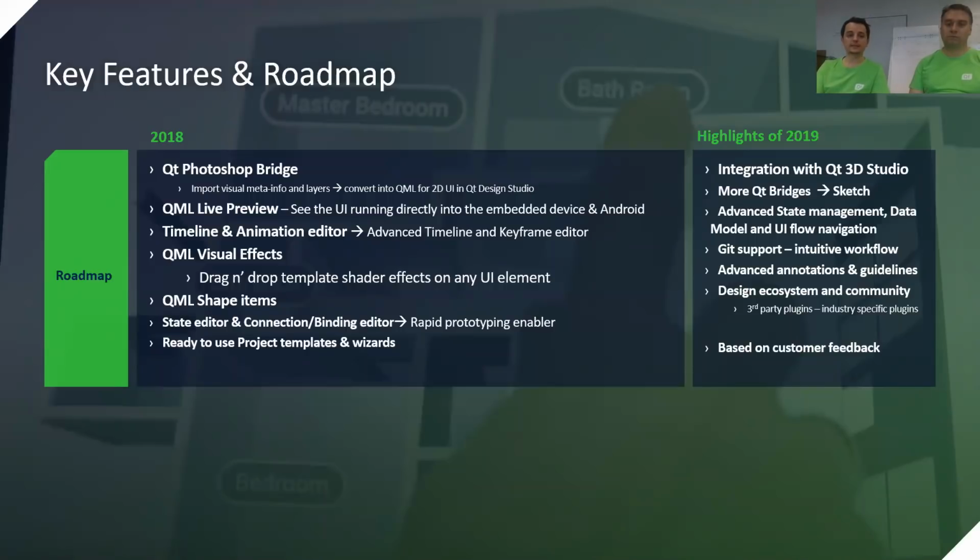Last but not least is the state editor together with the connection and binding editor. Now, connection and binding editor, these are QML functionalities that we are exposing into the tool in order to make it easy for the designers to prototype. To prototype meaning, like, manage different behavior, right?